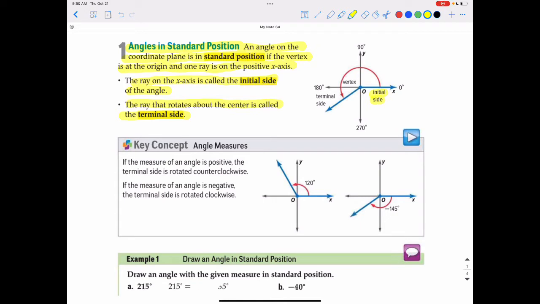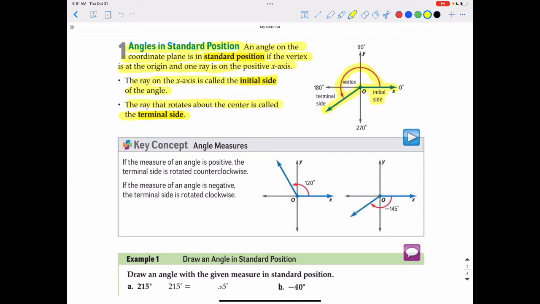So your initial side, you can see, is right here, highlighted going to the right, pointing towards 0 degrees. And then the terminal side is where the angle ends. So notice this terminal side is being measured this direction, counterclockwise, which means we will start recognizing the existence of angles that are larger than 180 degrees, depending on how far the terminal side is rotated from the initial side and which direction it is rotated.